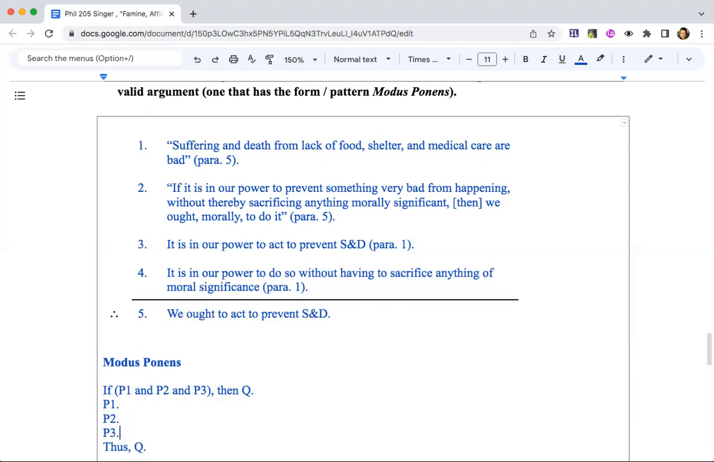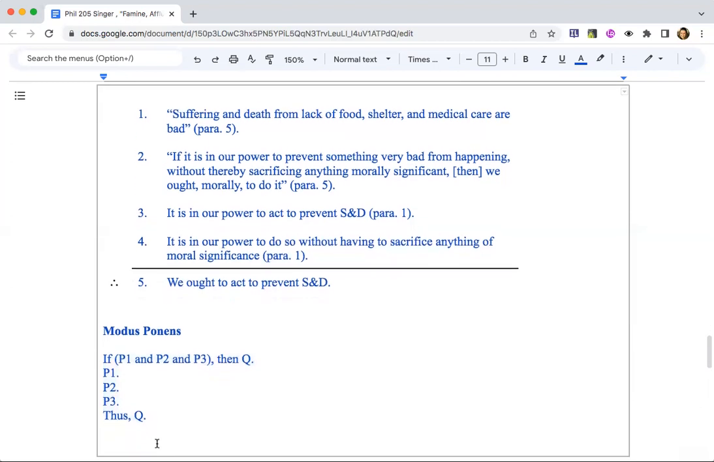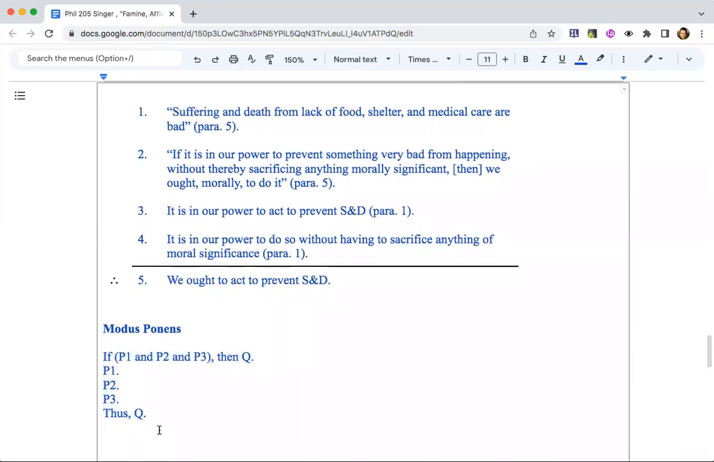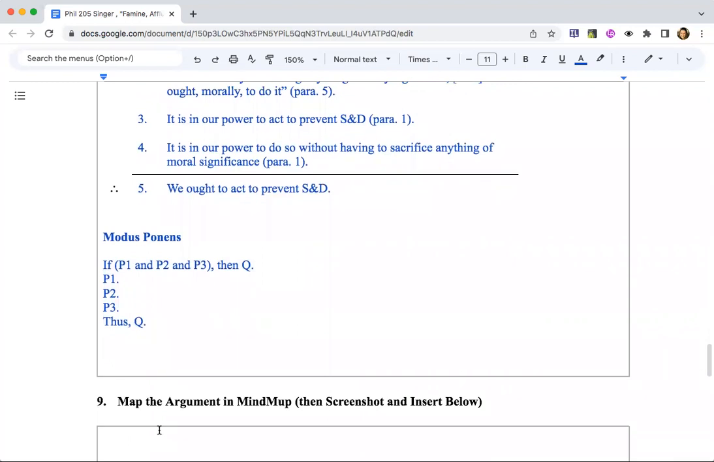So this is the structure, the pattern of reasoning, and it is a valid one. If the premises are true, the conclusion must be true. I know you've studied this in the first bit of the class, but let's just write this down because it's such a crucial concept for our class.